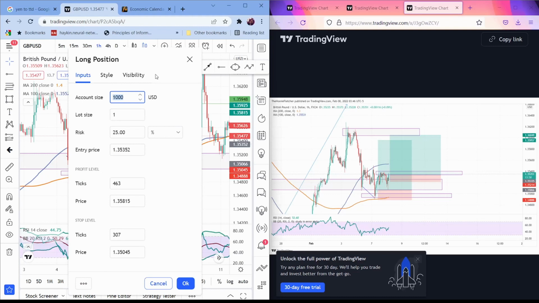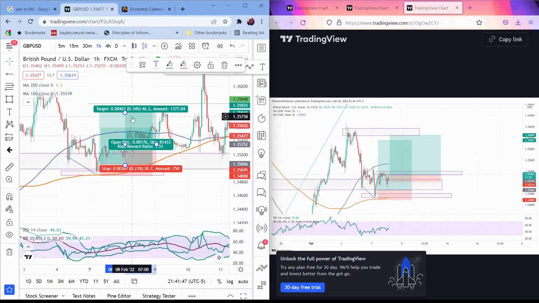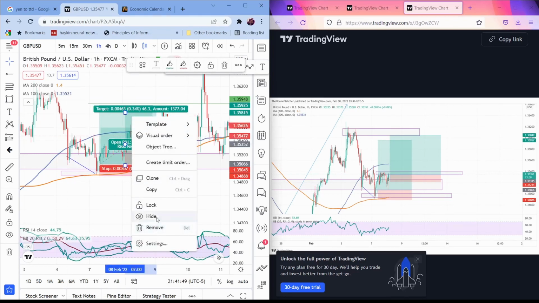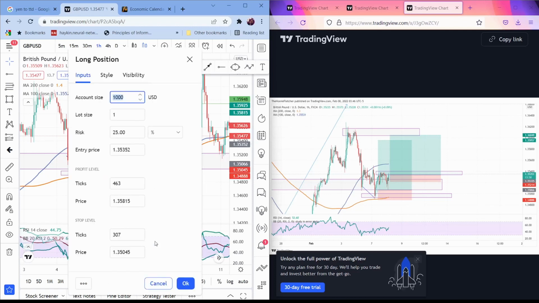Let me edit these levels for you guys. So let's go into settings and edit these levels. Price action level, we entered around 335. The profit level was at 136049. Some really offset targets, right?